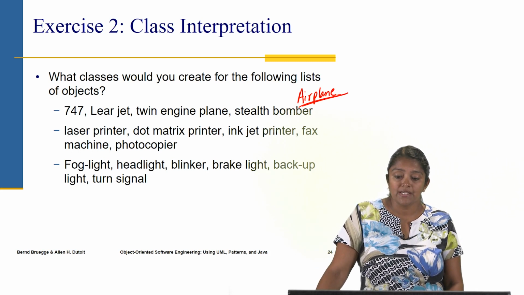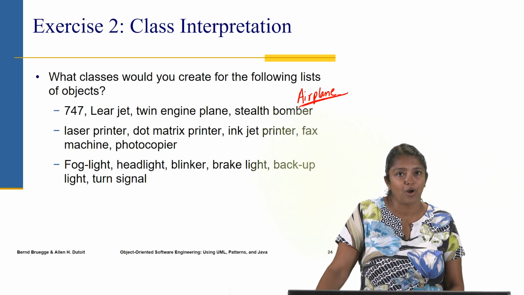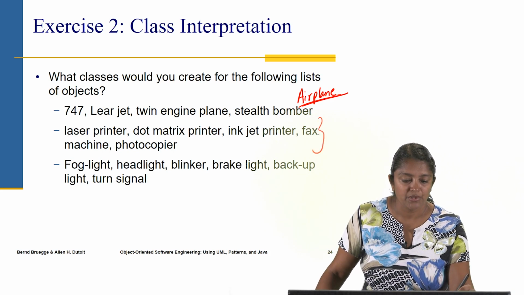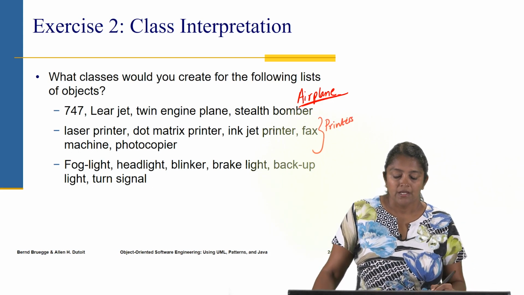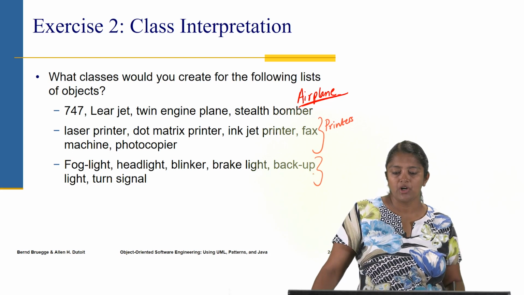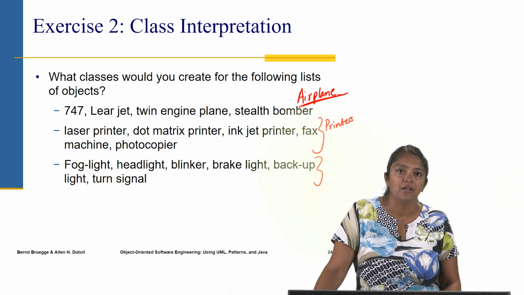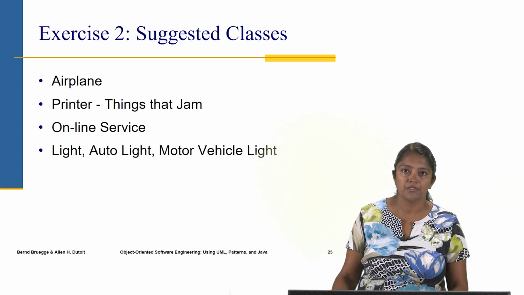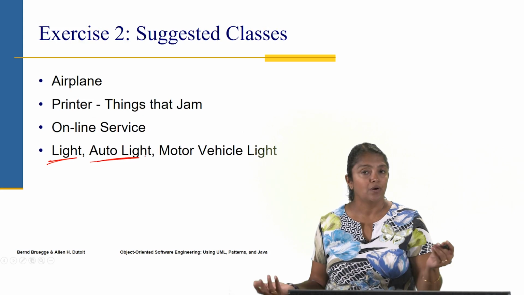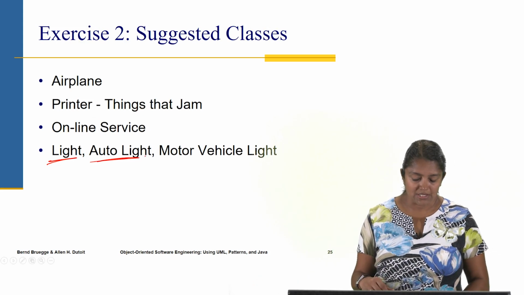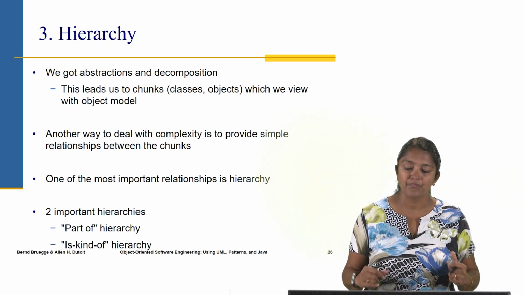Now the second one is laser printer, dot matrix printer, inkjet printer, fax machine, photocopier. So all of them can be grouped into a class called, say, printers. The third one is fog light, headlight, blinker, brake light, backup light, turn signal. So basically these can be grouped into a class called, say, a motor vehicle light or an auto light. So again, it's grouping to come up with a class.